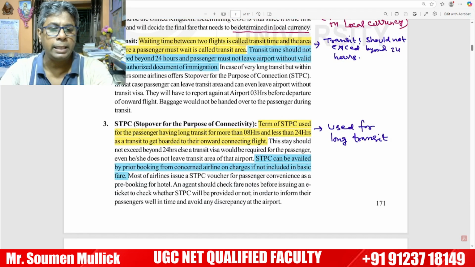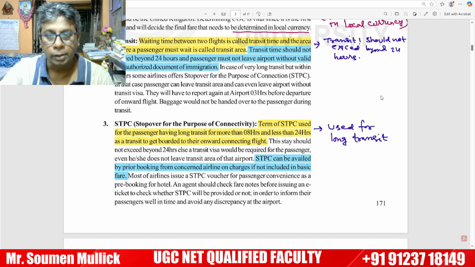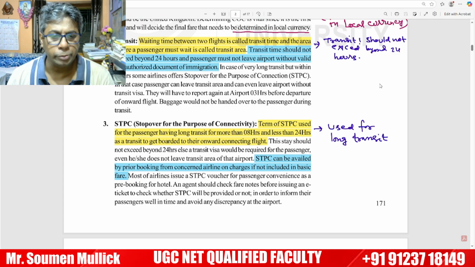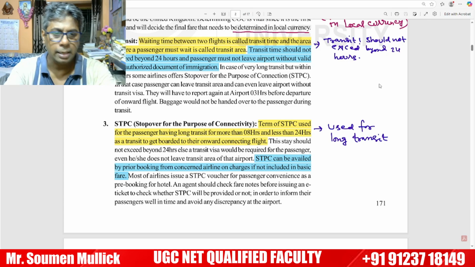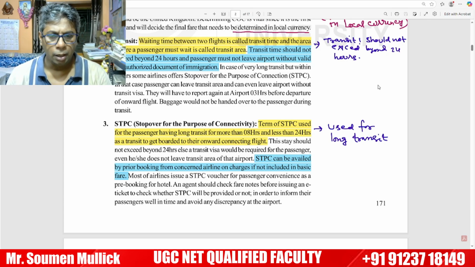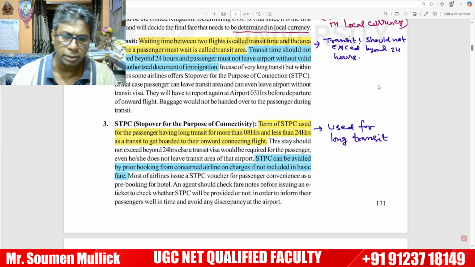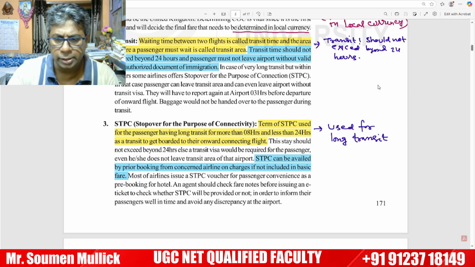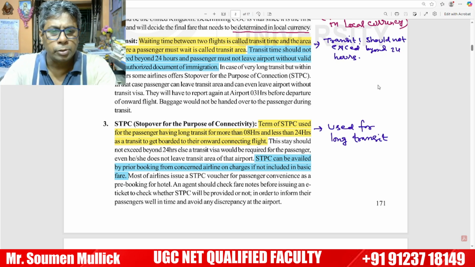Another important point is STPC, stopover for purpose of connectivity. The term STPC is used for a passenger having a long transit of more than 8 hours but less than 24 hours as a transit to get boarded on their own connecting flight. STPC can be valid by prior booking from the concerned airline, on charges if not included in the basic fare. So this is called the stopover for purpose of connectivity.